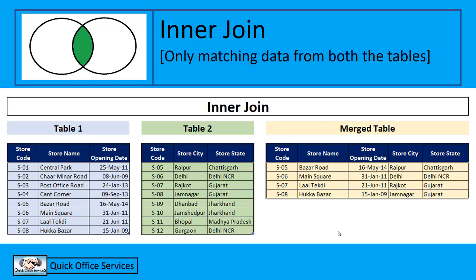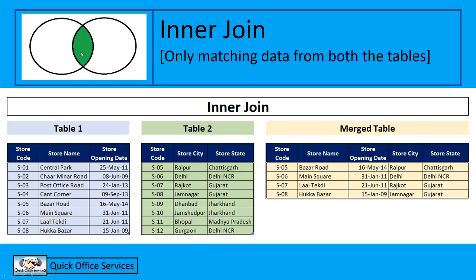So only matching data from both the tables. In inner join only matching data will appear. Obviously all the data will come for matching entries. So for store numbers 5, 6, 7, 8, you will get store name, store opening date, store city and store state, everything for store codes 5, 6, 7, 8, because they are matching. You will not get store numbers 1 to 4 and store numbers 9 to 12 because they are not matching.